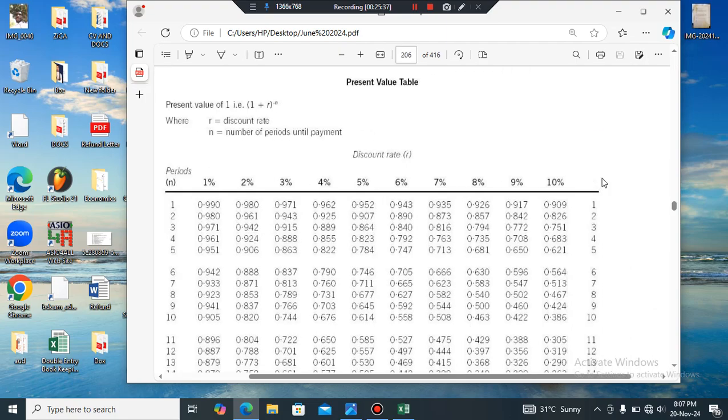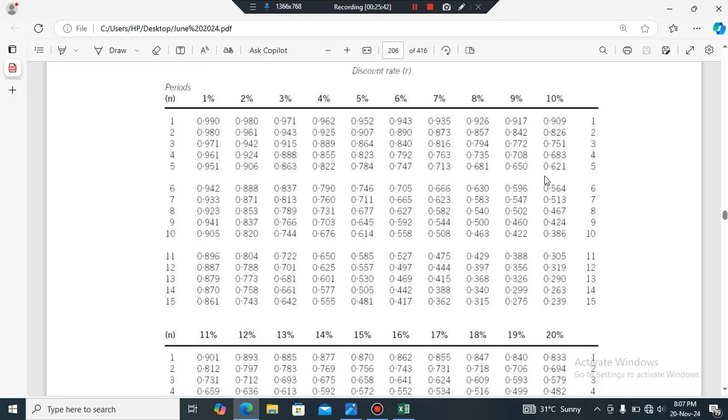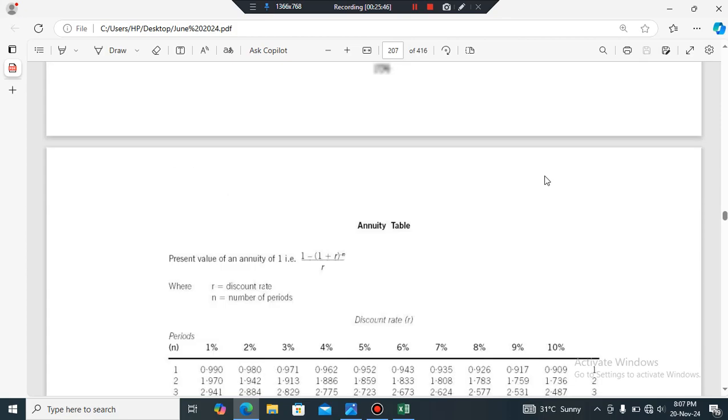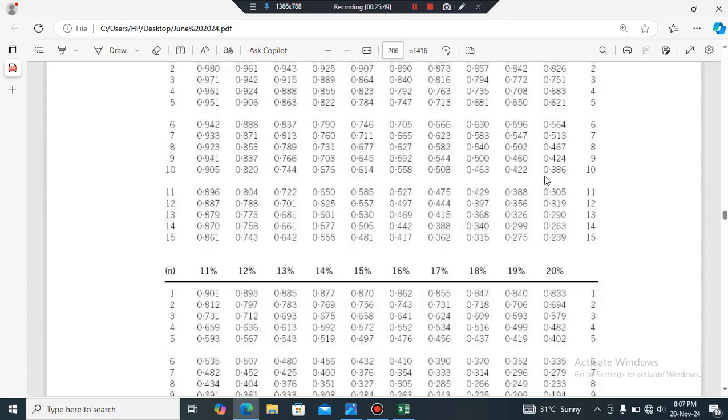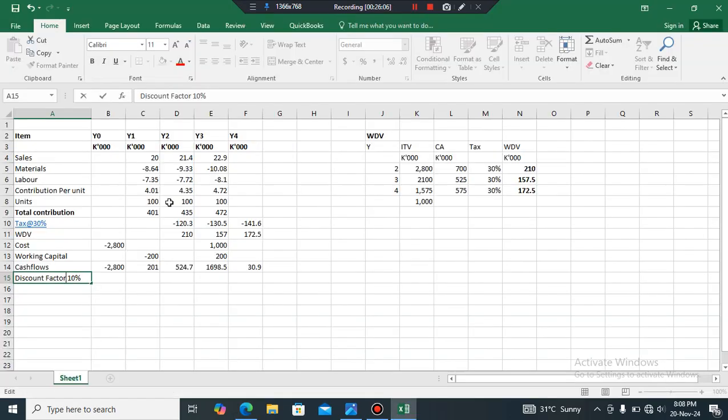Okay, so this is the present value table that we have here. This is also the present value of the annuity table. So in this present value table, our discount factor is 10%. So we go where there's 10%. And then our year is running from year 1, year 2, year 3 until year 4. So we get these figures: year 1, year 2, year 3, and then year 4, right? In year 0, the discount factor is 1. So we just put 1. Always remember that. In year 0, it's 1.